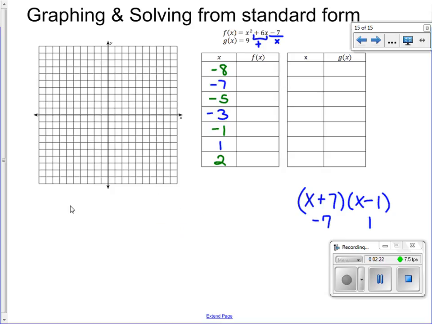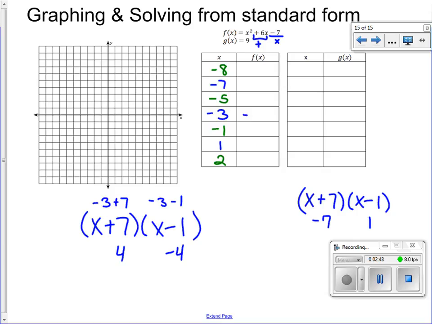All right. So if I go and plug in, I'm going to do it from the factored form just because it's a little bit faster to do mental math. So if I do negative 3 plus 7 and negative 3 minus 1, well, let's see, that'll be 4, and that'll be a negative 4. So at negative 3, negative 16 is our vertex. All right. So now we're going to plug in some more values. Let's plug in the negative 1.